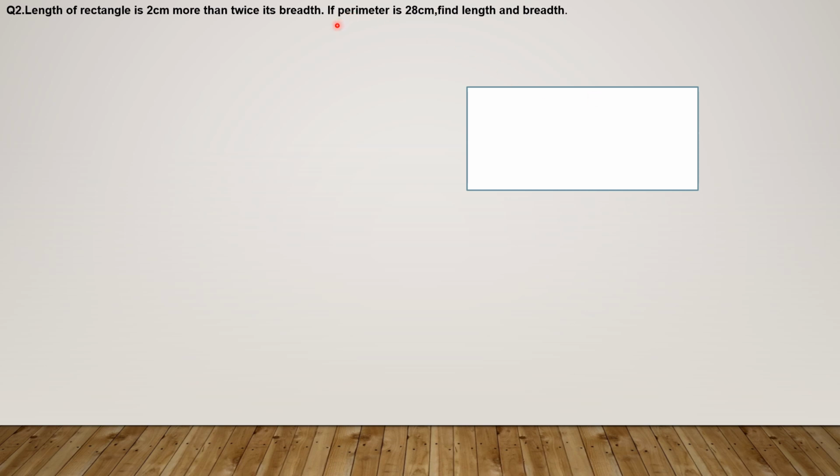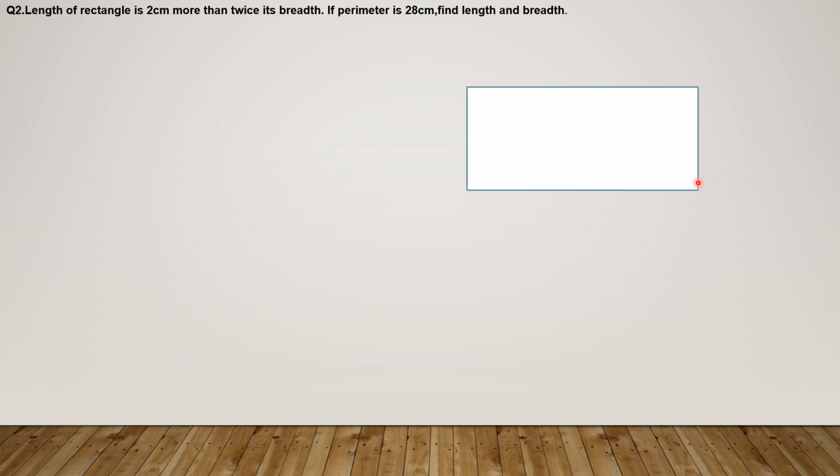The next information is the perimeter is 28 centimeter. Now what is the meaning of perimeter? Perimeter means the sum of all the sides of any figure, or you can say the boundary of any figure is called its perimeter. And now the given information is that its perimeter is 28 centimeter and the question is, find length and breadth. You have to tell what will be the length, what will be the breadth.